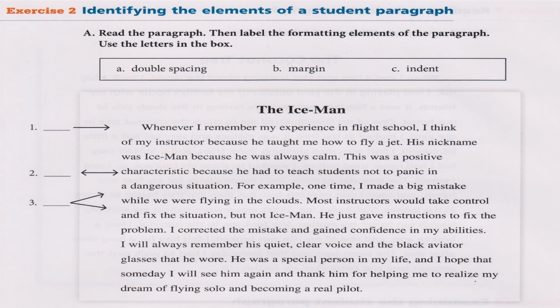Exercise 2. Identifying the elements of a student paragraph. A. Read the paragraph. Then, label the formatting elements of the paragraph. Use the letters in the box. A. Double spacing. B. Margin. C. Indent. Look at the paragraph and figure out where A, B, and C go on the numbers given on the left.